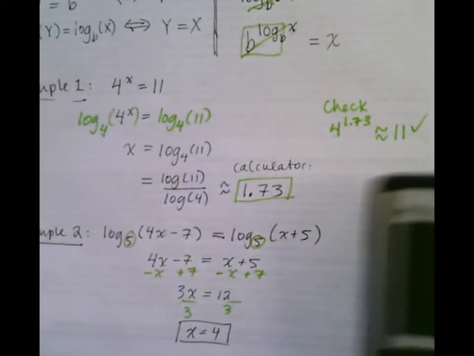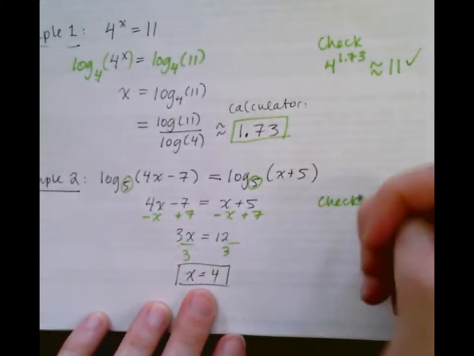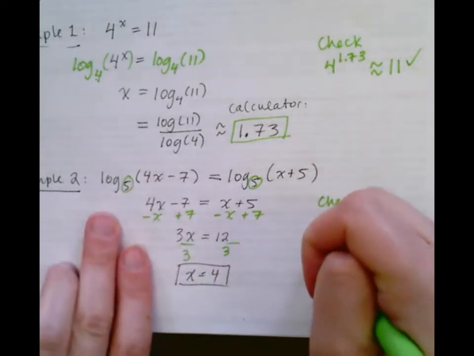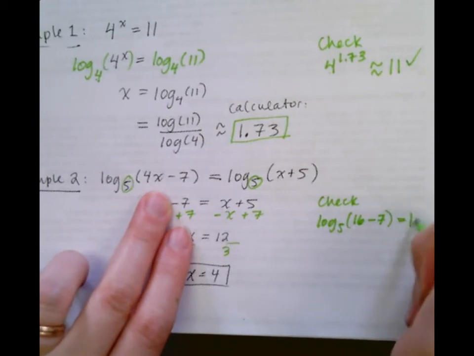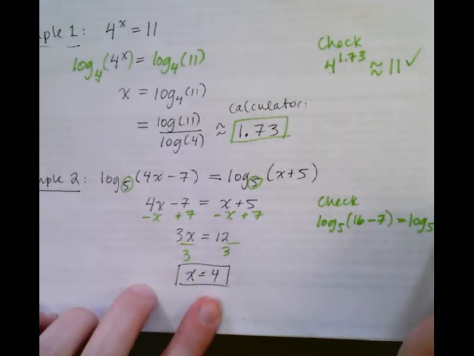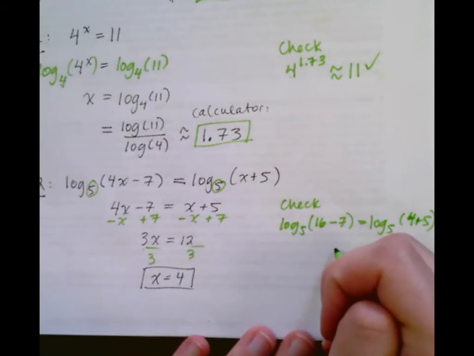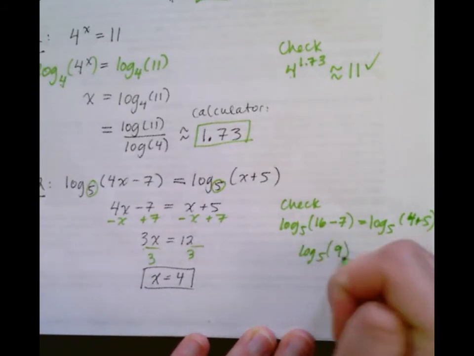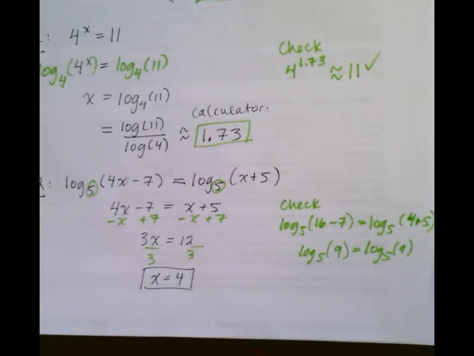Similarly, to check my answer in example 2, I can just plug in 4 for x on both sides. So I get log 5 of 16 minus 7 is equal to log 5 of 4 plus 5, which is 9. Now 16 minus 7 is 9, so I have log 5 of 9 is equal to log 5 of 9. I don't even need to plug that into my calculator. I know that's going to work out. Okay, so let's look at another example.